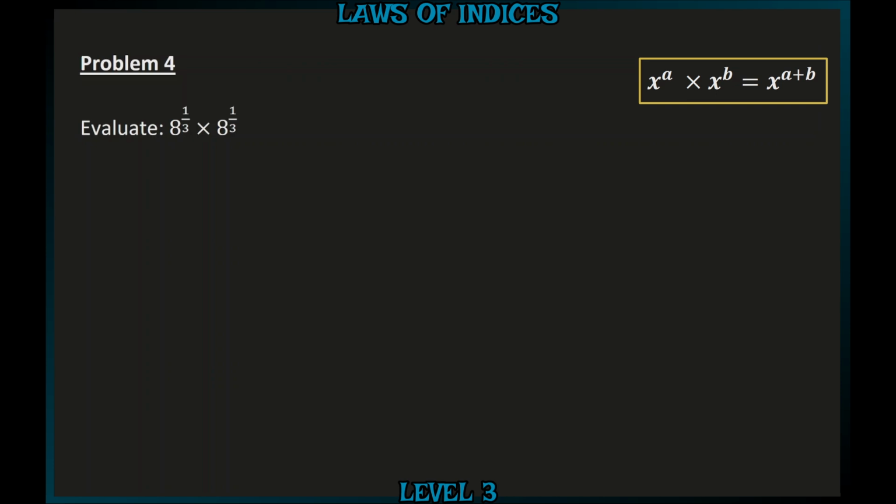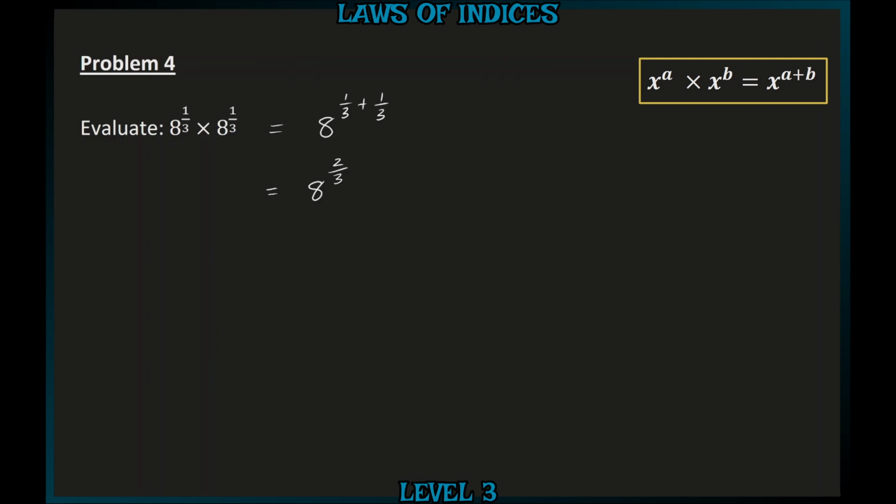So 8 to the power of a third multiplied by 8 to the power of a third becomes 8 to the power of a third plus a third. And 1/3 plus 1/3 is equal to 2/3. So we have 8 to the power of 2/3. Now that we've simplified these indices, we still need to evaluate them.